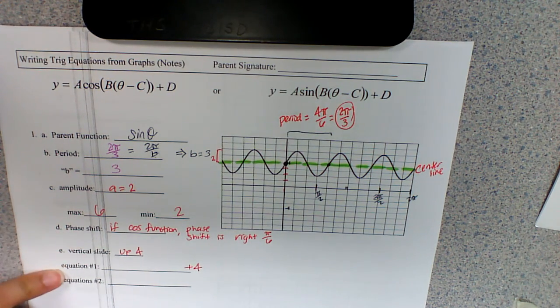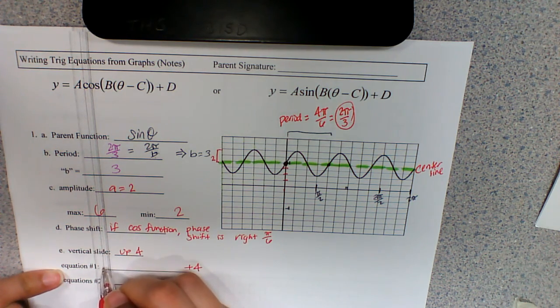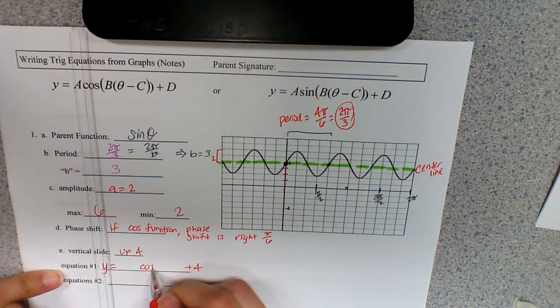Okay, so now let's actually try to write the equation. Since we're talking about cosine, let's go ahead and write it as a cosine function. So y equals cos of theta. Now I'm leaving blanks in here so we can go back and fill in stuff. I know amplitude is 2, so let me go ahead and put that at the front.